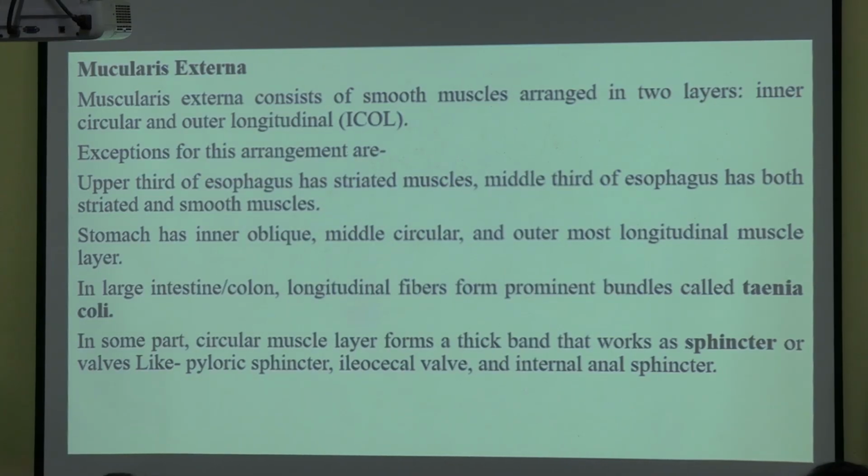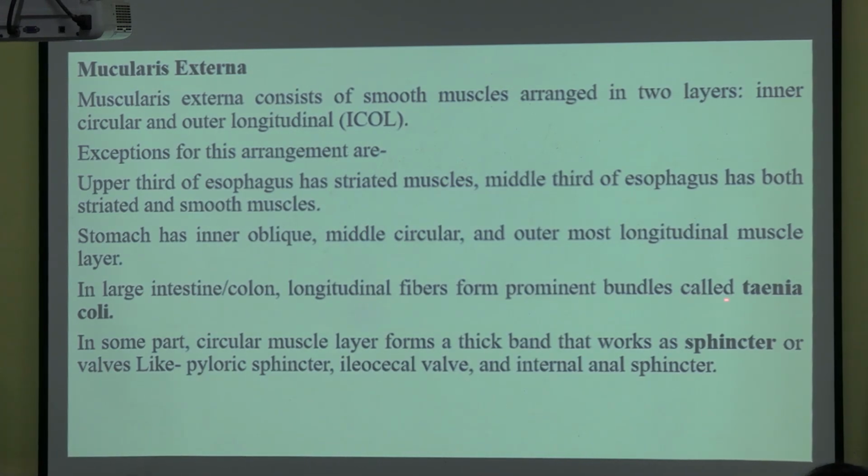Next, another important modification. In the case of large intestine, the longitudinal fibers form prominent bundles and they form a structure that is called tinea coli. In the large intestine, there is a modification of the longitudinal bundles of the smooth muscle fiber and it is called tinea coli.